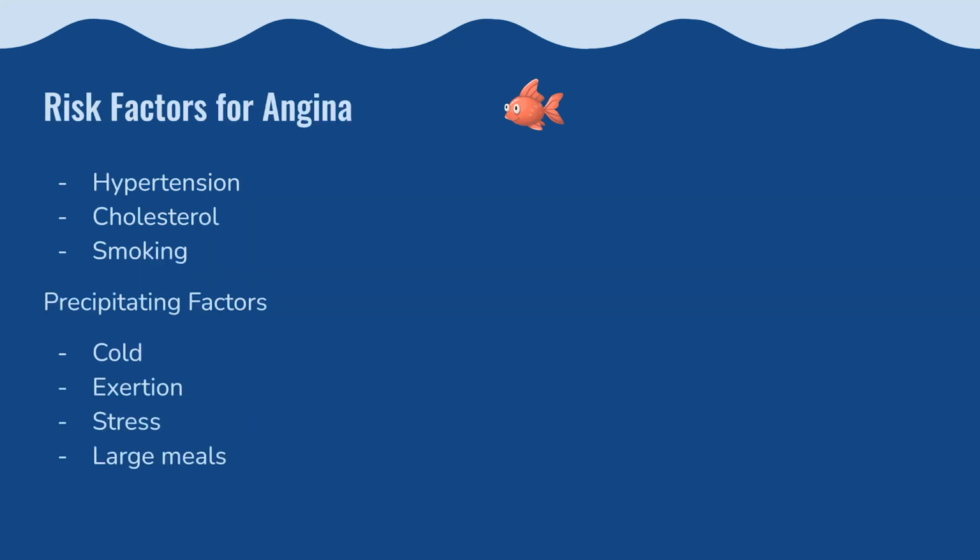Some risk factors for angina include having hypertension, having a very high cholesterol diet, or hypercholesterolemia in general, and smoking as well, because these can all lead to the buildup of plaque. Precipitating factors include cold, exertion, stress, and large meals. So often people will have an acute episode of their angina after incidents like this, if they've done a lot of exercise, or if they're stressed, or if they've had a massive meal.